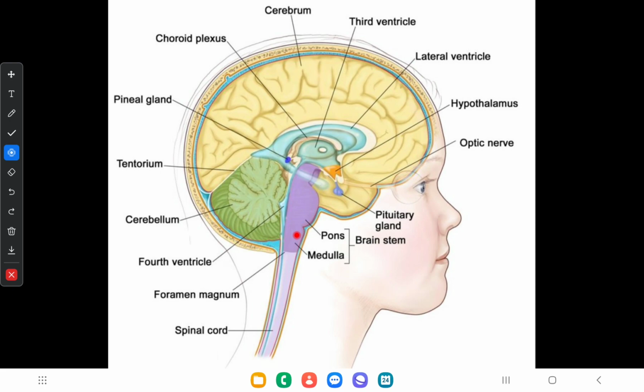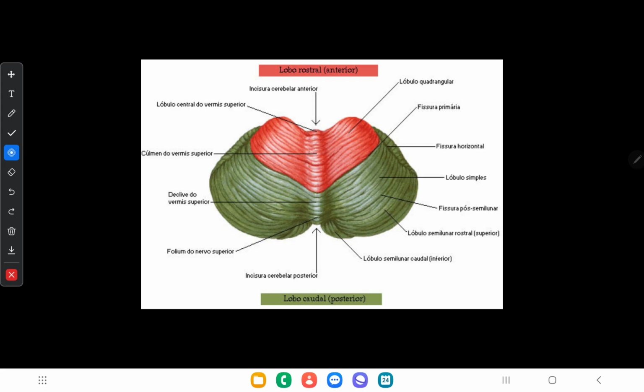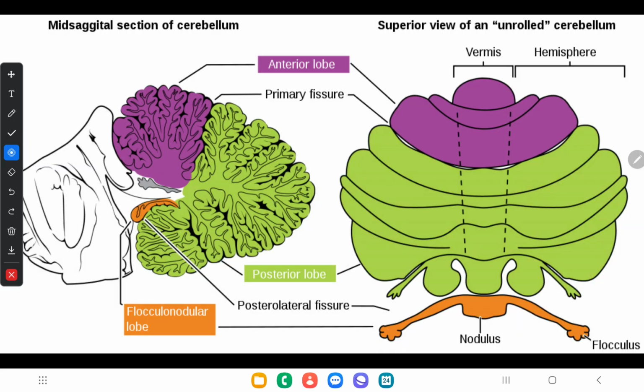In cerebellum, there are two cerebellar hemispheres which are joined by a narrow median vermis. Here, these are the two cerebellar hemispheres and this is the narrow median vermis. Cerebellum is divided into three lobes: anterior lobe, middle or posterior lobe, and flocculonodular lobe. This is the anterior lobe, this is the posterior lobe, this is the flocculonodular lobe.